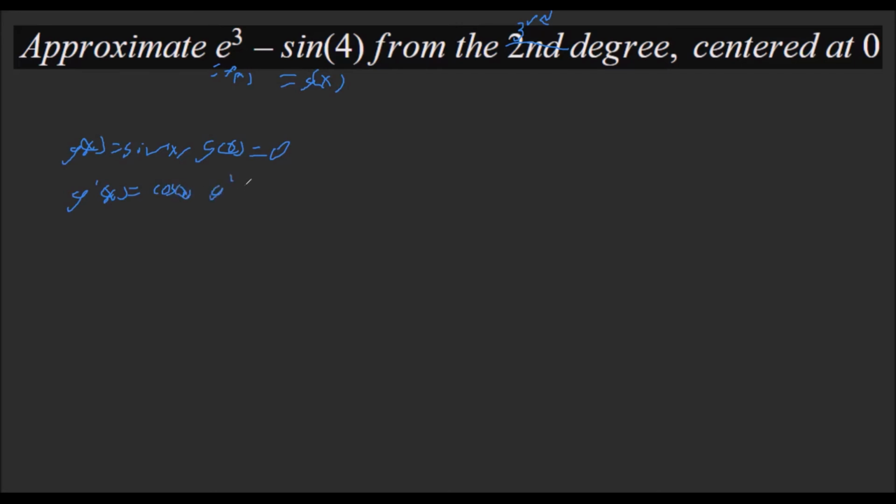And when g prime of x is centered at 0, it is equal to 1. G double prime of x is equal to negative sine x, and g double prime of 0 is equal to 0. Finally, we have g triple prime of x, that is equal to negative cosine x, and g triple prime of 0 is equal to negative 1.